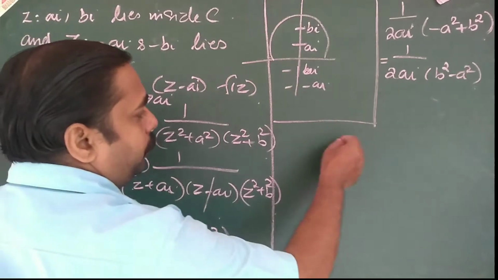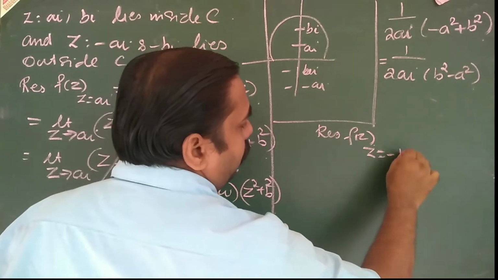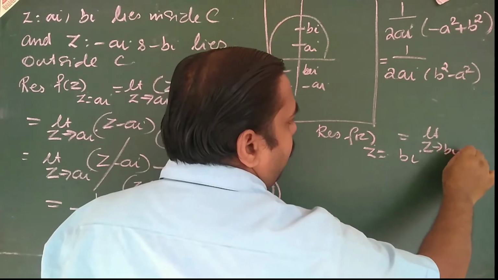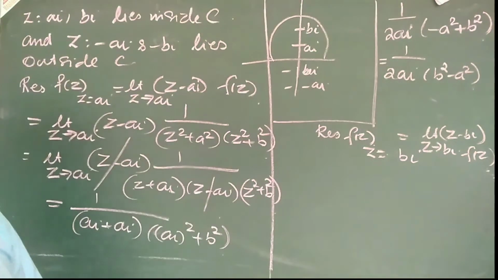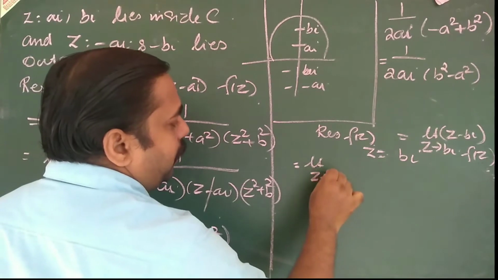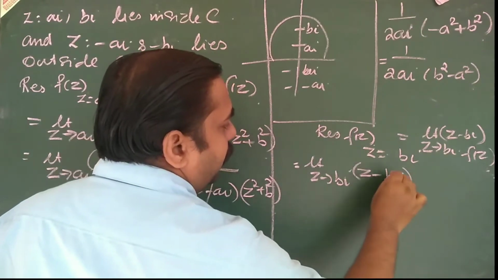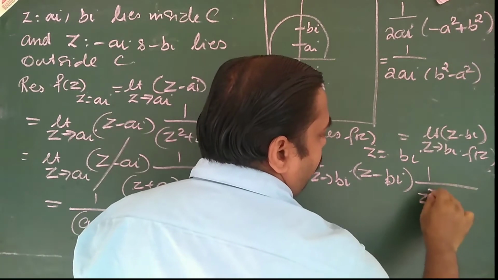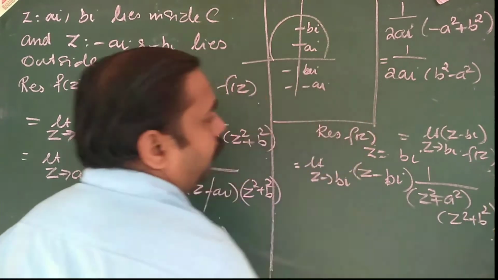Now the residue of f of z at the point z equal to bi equals limit z tends to bi of z minus bi into f of z. So this is the formula. So that is equal to limit z tends to bi of z minus bi into, the denominator can be written as what? Or we write the function in full, z square plus a square into z square plus b square.